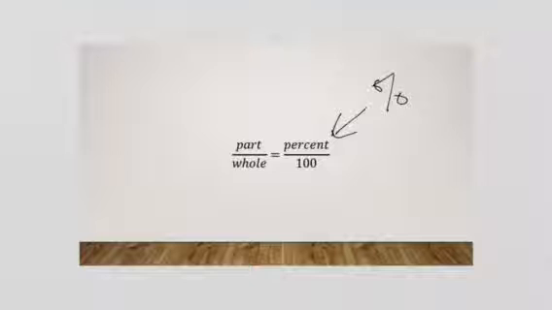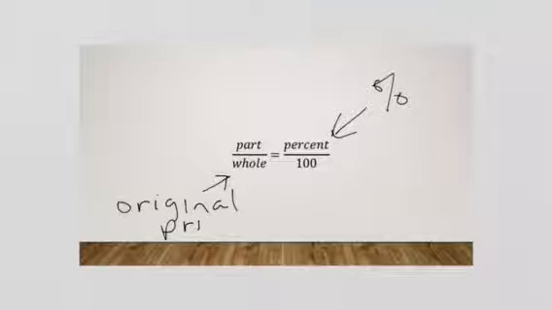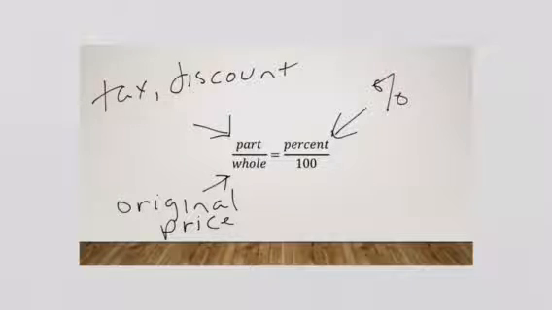On the other side, we have the whole amount. Now, you'll find out in this case, it usually means the original price of something or how many it's out of. The part is usually something like a tax, a discount, or it's what part you're trying to find out of that whole amount.